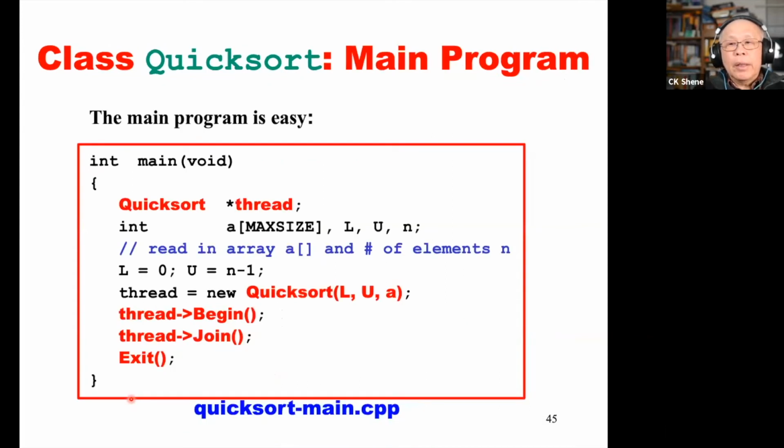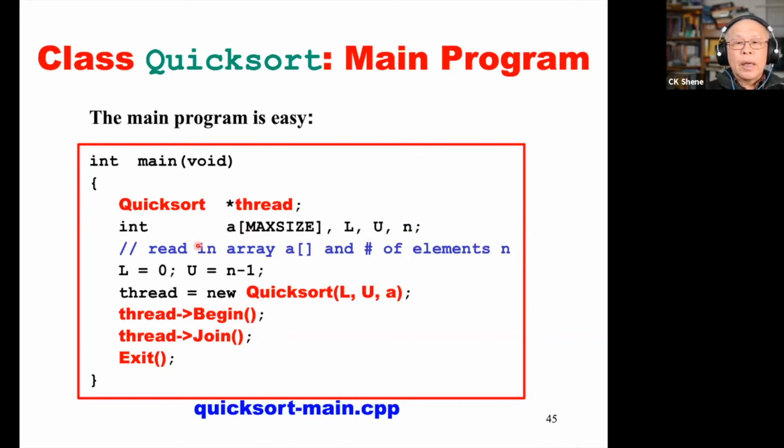Now, finally, this is the main program. In the main program, we need to create the first Quicksort thread. Just like in your main program, after reading a whole array, you call the recursive Quicksort function the first time. It's exactly the same thing. Because we need to create a Quicksort, we declare a pointer to Quicksort. And then we have an array, lower bound, upper bound, and the number of elements.